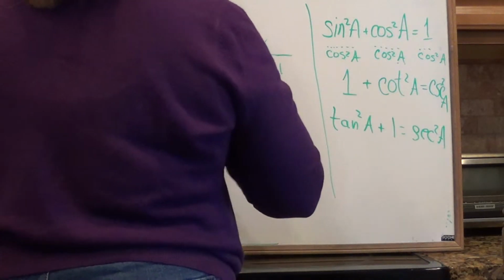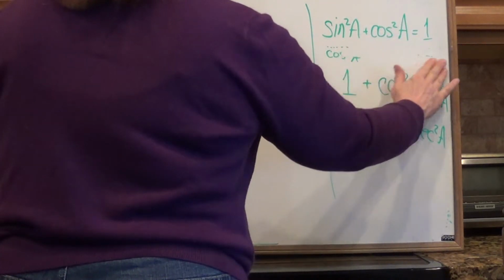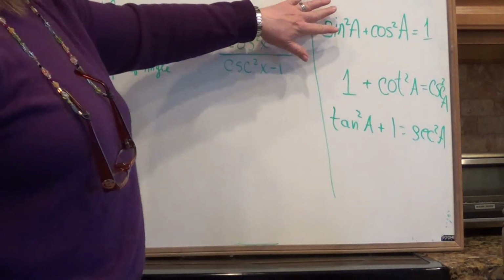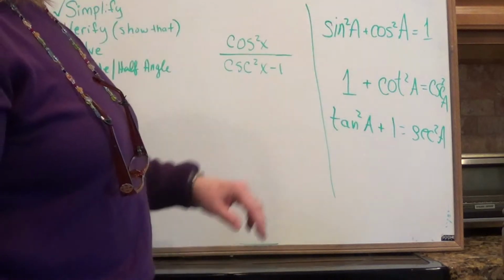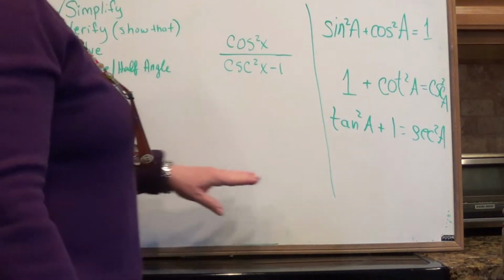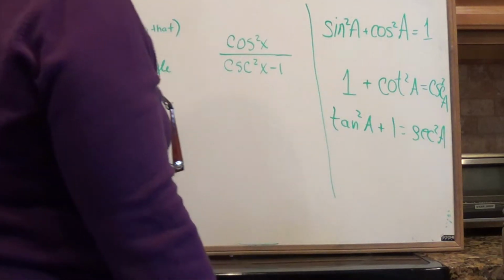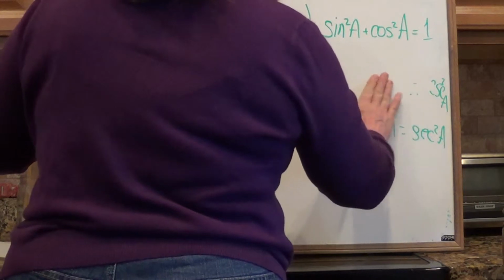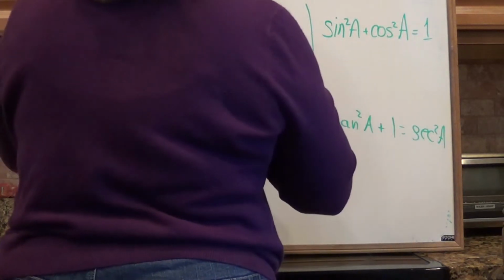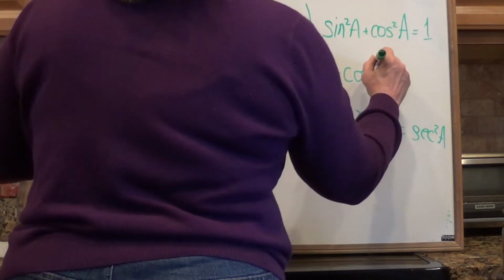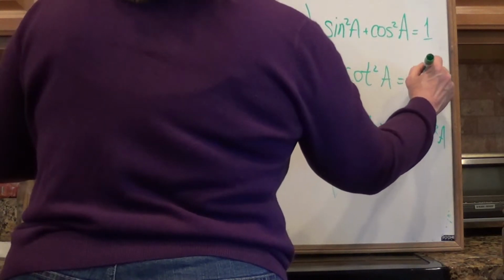So hopefully you will be able to repeat that, or you can just memorize them straight off. But if I can easily get these from that, why waste the memory? We only have so much, so I think this is a better way. You can see why. Let me fit this one on a little better. 1 plus cotangent squared is cosecant squared.